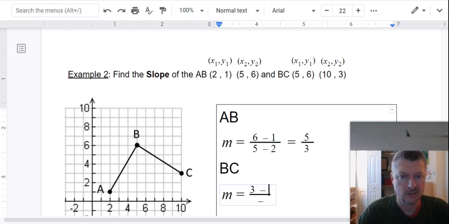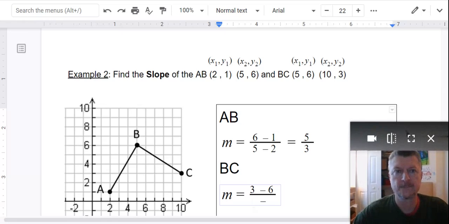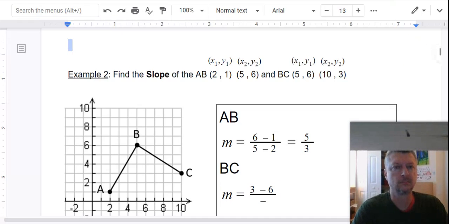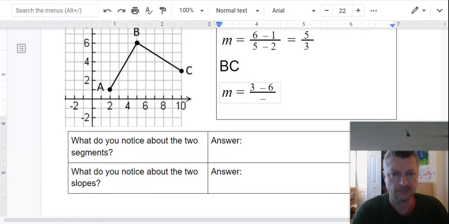3 minus 6. All right, so we had 3 minus 6, y2 minus y1. And we're going to have x2 minus x1. 10 minus 5, x2 minus x1. 10 minus 5. Okay. There we go. Okay, now we're going to keep going. I'm just going to copy that and paste.